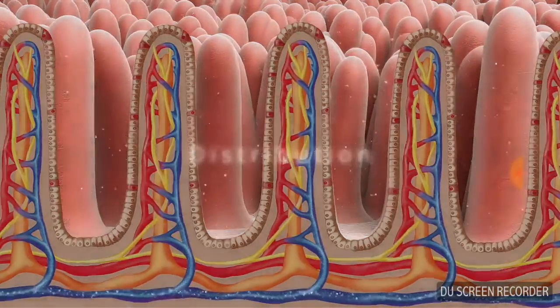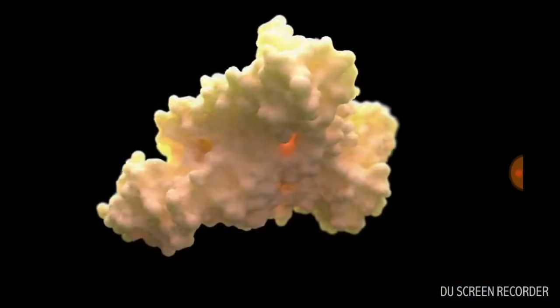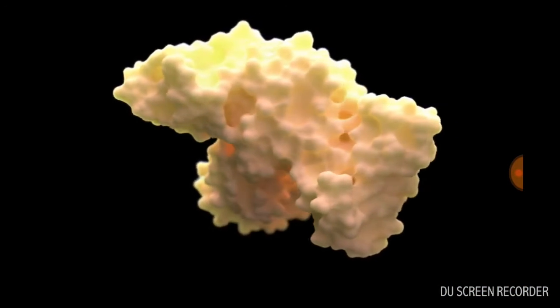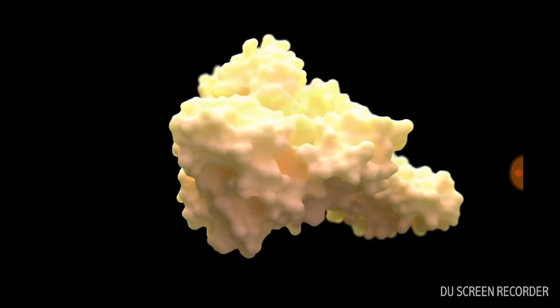Distribution. Blood plasma contains complex molecules called albumin. Albumin is a protein made by the liver which transports nutrients around the body. Albumin also binds to drugs that enter the bloodstream.